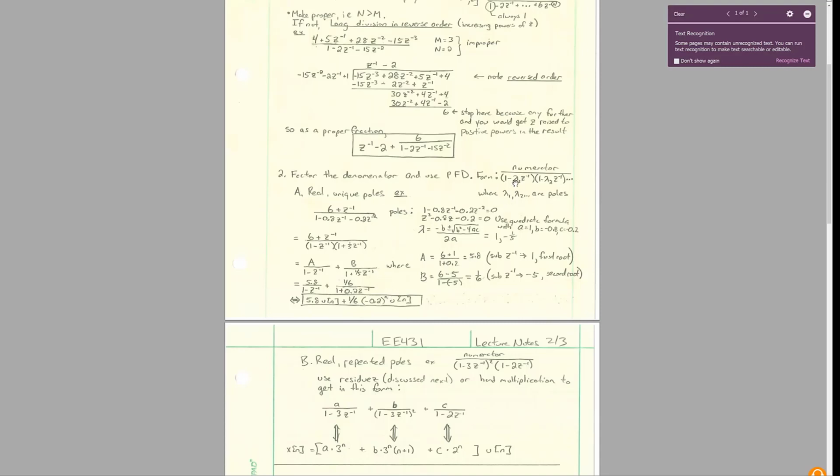All right. So now we've covered the case where we've got unique real poles. Now you might remember that there are 4 cases: unique real poles, repeated real poles, unique complex conjugates, and repeated complex conjugates. In DSP, we're only going to worry about the case of real poles. We're not going to do the complex. That simplifies things a lot.